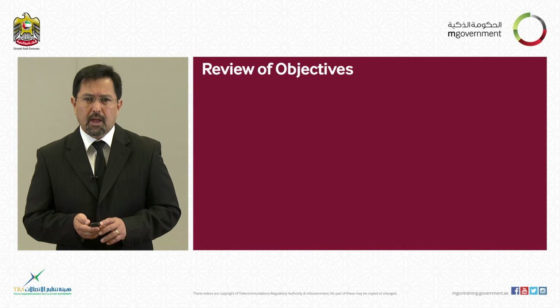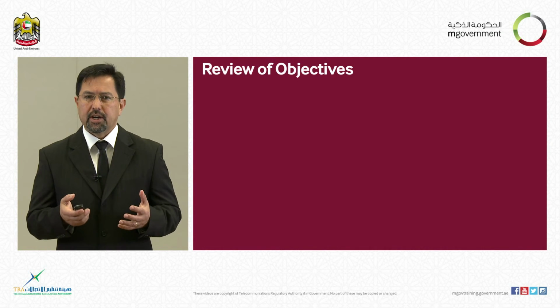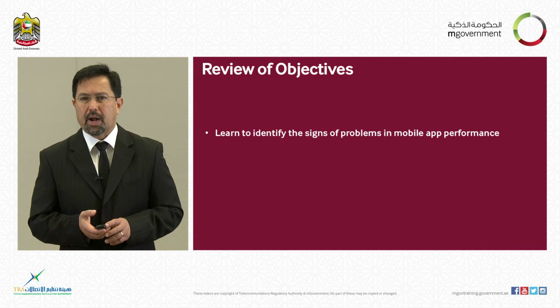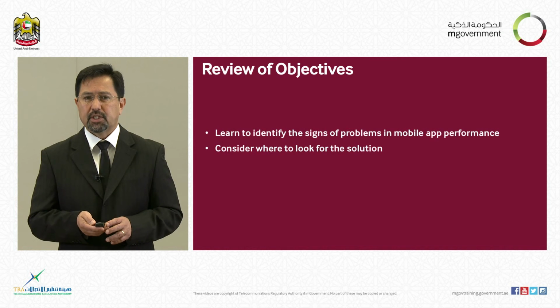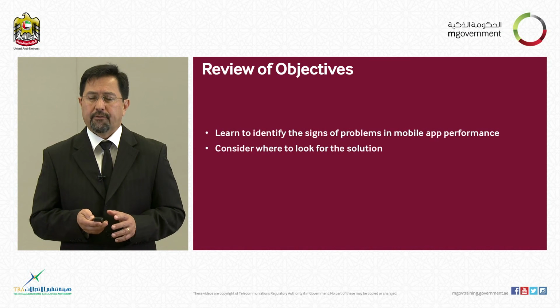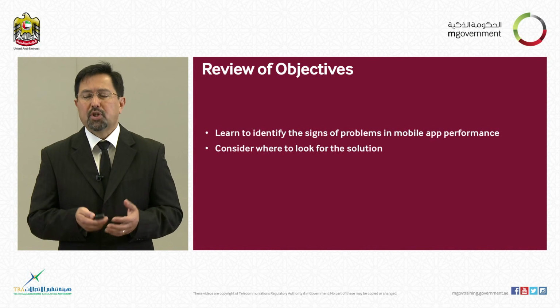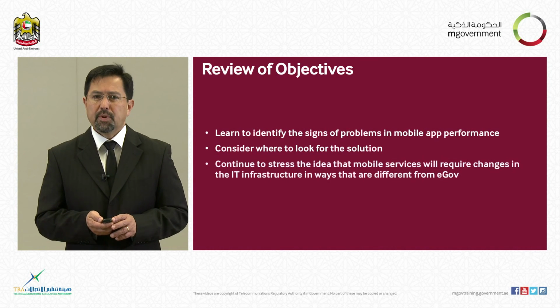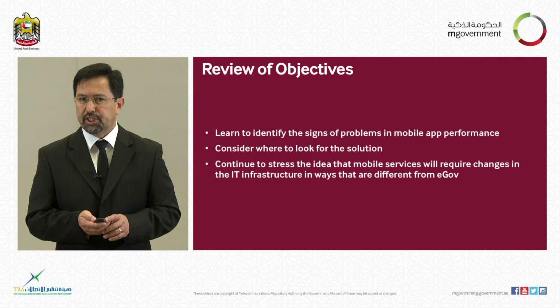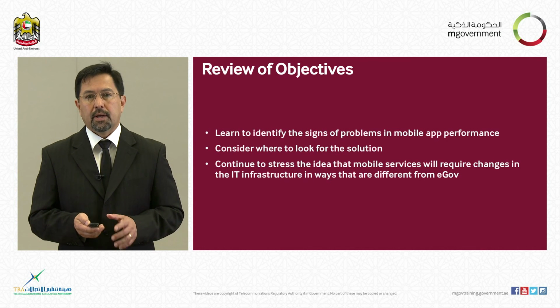So in summary, what we're looking to convey here is that you need to learn to identify the signs of problems in mobile app performance, which makes a lot of difference in terms of how things are interpreted compared to traditional web services or e-government type of services that have been provided in the past, where mobile services will require an expanded understanding of the IT infrastructure, adding mobile in ways that are really different from e-government.